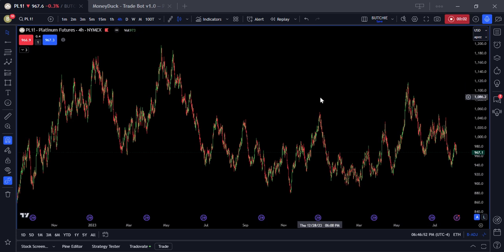Right, so this is Money Duck, and it is August 3rd, Saturday, before the market. We've had a great week, and as you guys know, on Saturdays, I like to clean my charts off completely.